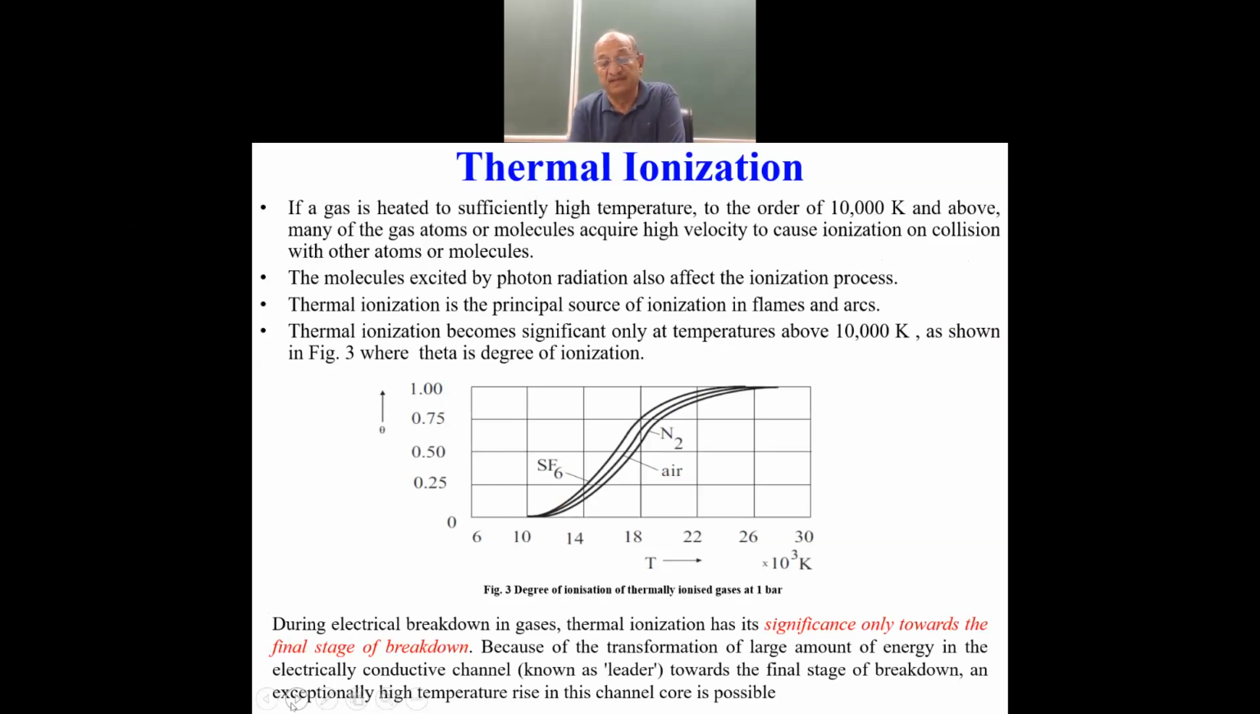Arcs are formed when a very high short circuit current flows between two electrodes, and beyond a certain magnitude of the current the conducting channel acquires very high temperature, and an arc is produced there. The temperature versus theta is given in the figure. The degree of ionization of thermally ionized gases at 1 bar is here. Theta is the degree of ionization, and with respect to temperature, SF6 gas, nitrogen, and air are drawn in this curve.